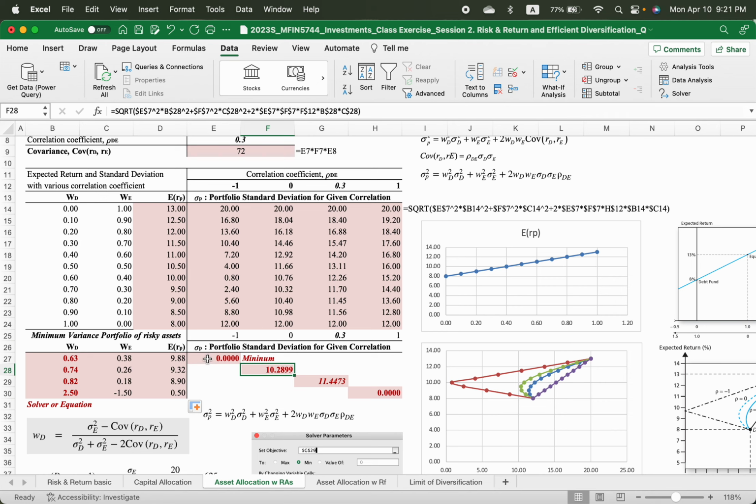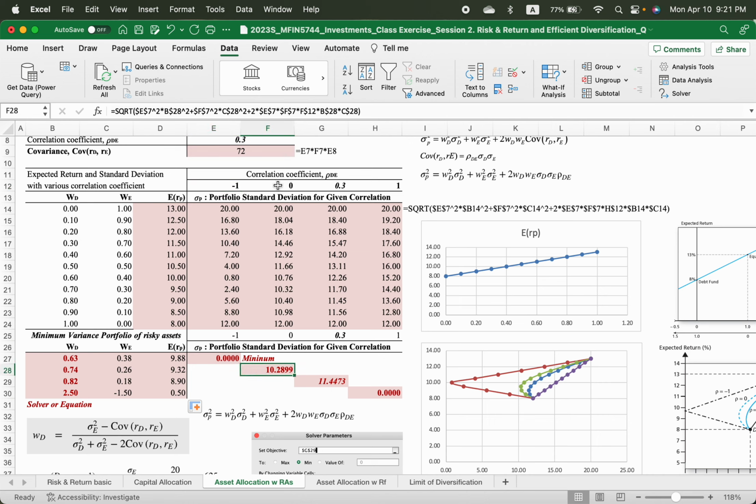That means when we want to make the minimum level of the standard deviation, what can be the weight of this debt, right? 63%. With the debt weight of 63%, we invest in the equity 38%. That makes this standard deviation of portfolio 0 when this correlation coefficient is negative. Yeah, definitely. Why? Because -1 is 100% diversification, right?